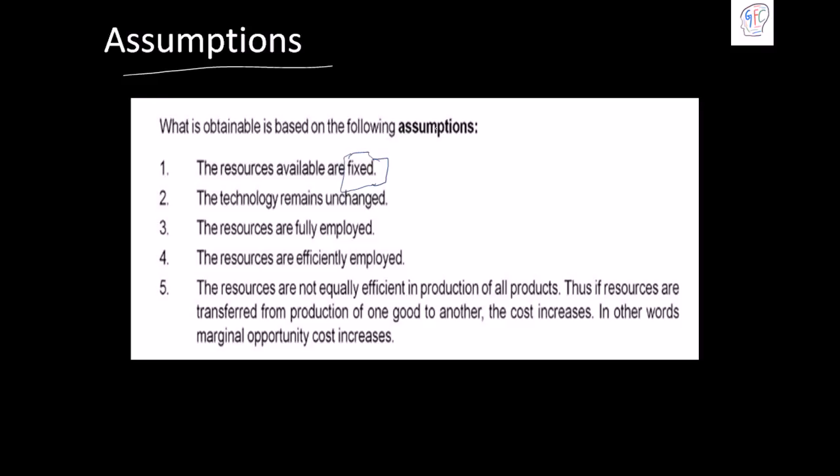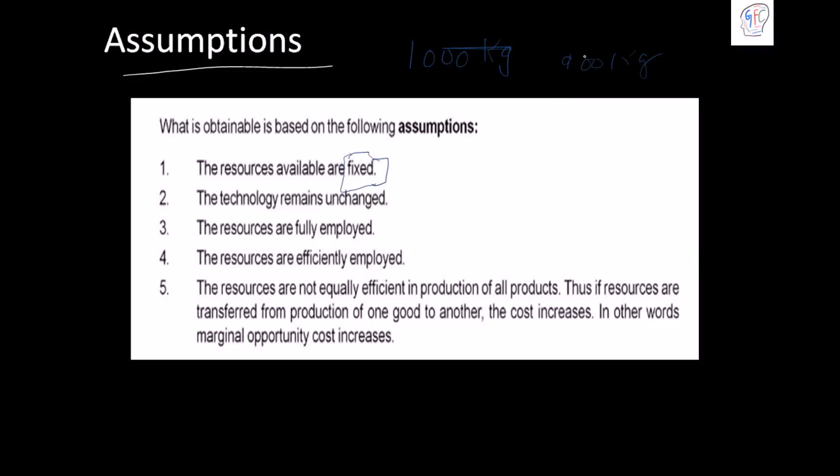Another assumption, number four here, is the resources are efficiently employed. Now there is a difference between being fully employed and efficiently employed. Fully employed means full utilization, whereas efficient employment means the best employment or the optimum employment of the resources. What do you mean by optimum employment? Let us say I have a piece of land which is capable of giving me 1000 kg, that is 1 ton of production. And because of my poor technique or because of my inefficiency of utilizing my land resource, I end up making 900 kg.